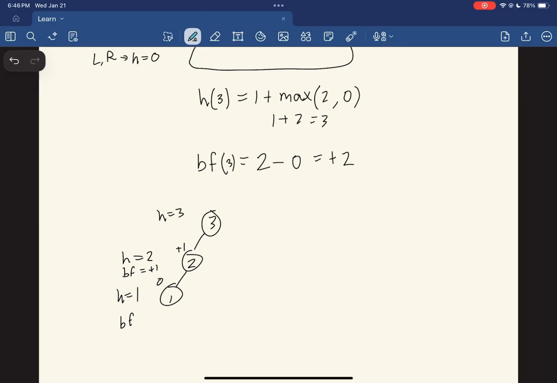And again, just by looking at it, this is an LL case because it's left. So what you want to do is a right rotation. So it looks like this. You move the 2 here, move the 3 here, and move the 1 here. Now it is balanced. Okay.